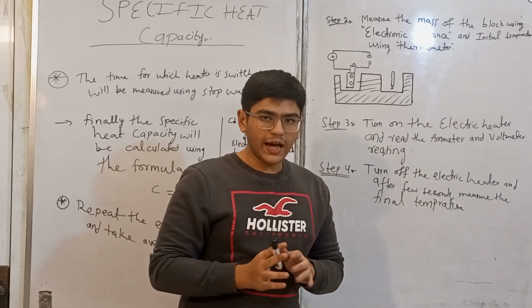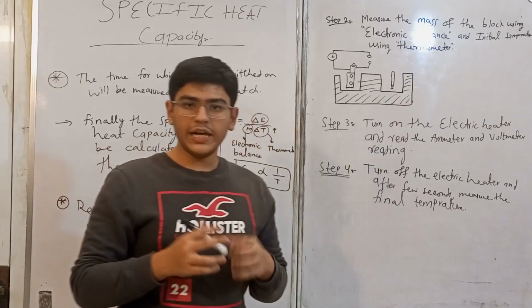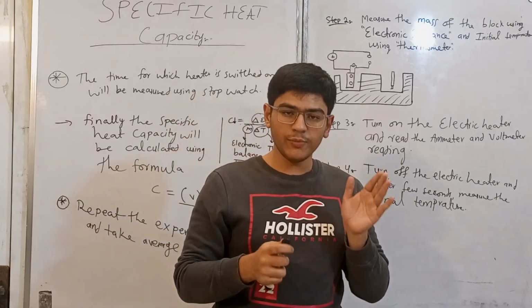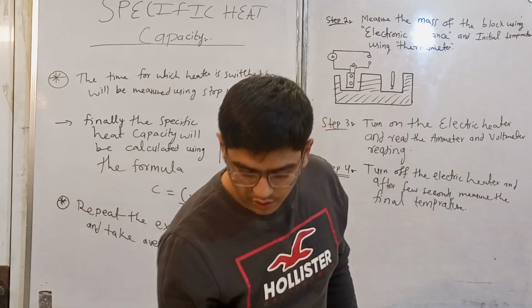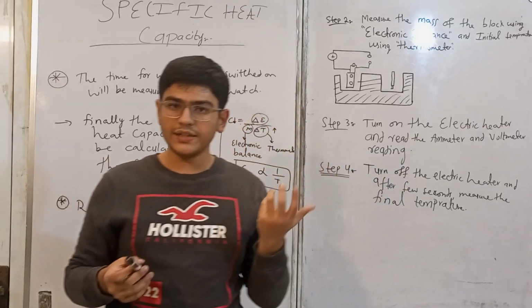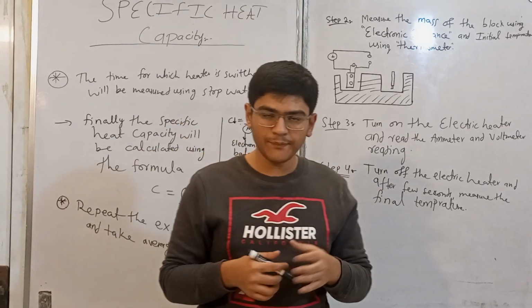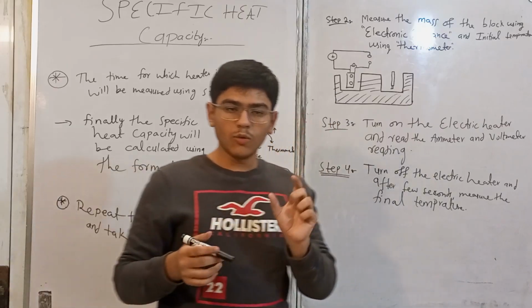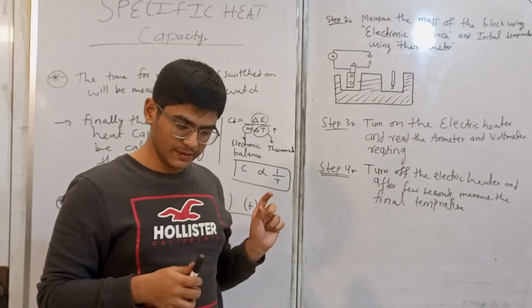So that's why, to reduce heat losses, we will either cover the aluminium block in a wooden box, as wood is an insulator, or we will provide it with lagging to prevent heat losses.